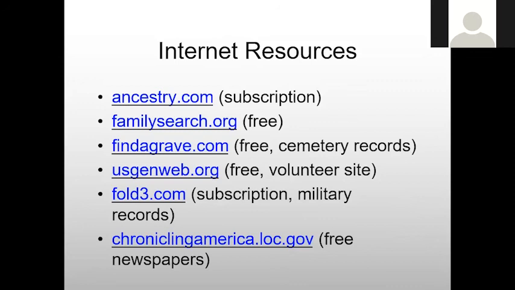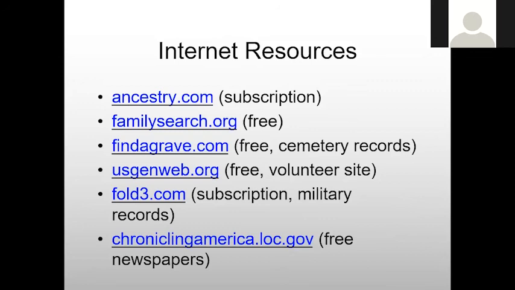FamilySearch is a free website, has a lot of census information, birth, marriage, and death records. And while a lot of the information on FamilySearch is duplicated in Ancestry, each of these two sites does contain some unique information that the other does not have. So I would recommend using both of these sites heavily.